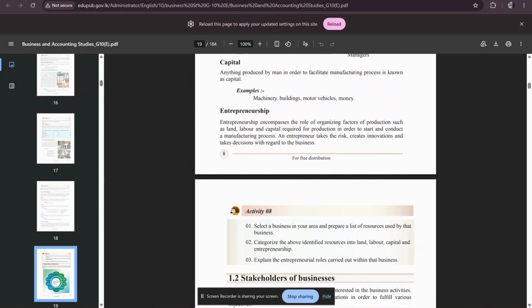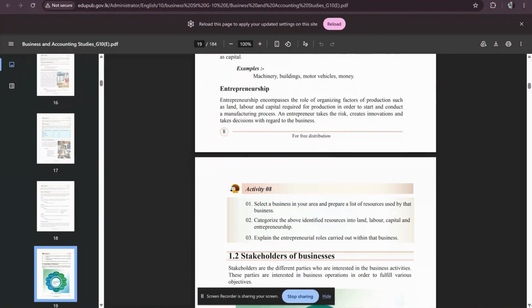Entrepreneurship. Entrepreneurship encompasses the role of organizing factors of production such as land, labor, capital, required for production in order to conduct the manufacturing process. An entrepreneur takes the risk, creates the innovation, and takes decisions with regard to the business.